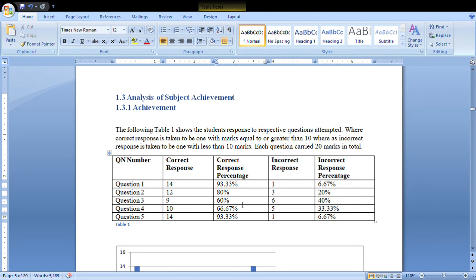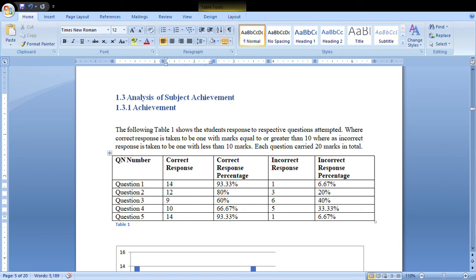So whereby you see you can have the same thing here. It's like having here we have 80% of a correct response, so that only leaves 20% for incorrect response. And the same thing is applied to question number 3. You have 9 correct respondents, whereby 9 students have attained marks greater than or equal to 10.